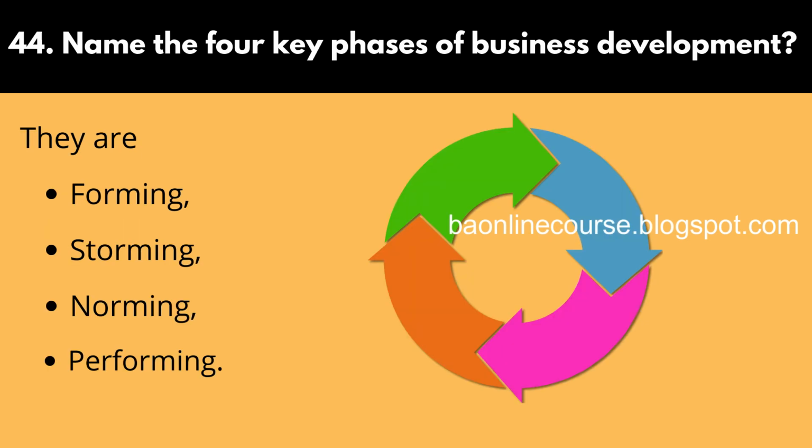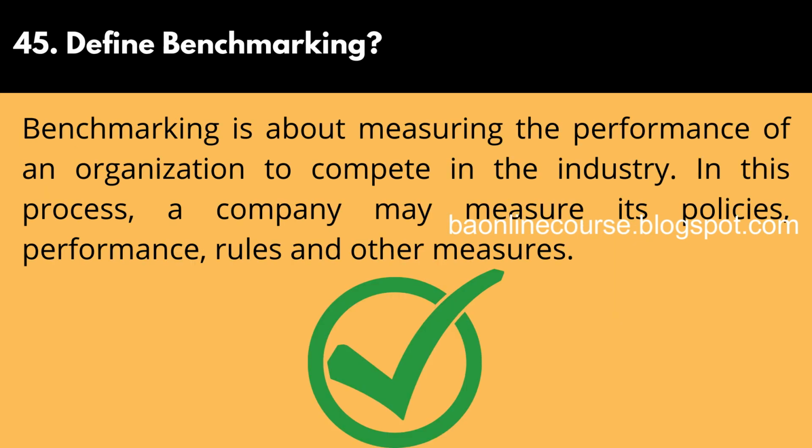Next question number 44. Name the 4 key phases of business development. They are forming, storming, norming, and performing. Next question number 45. Define benchmarking. Benchmarking is about measuring the performance of an organization to compete in the industry. In this process, a company may measure its policies, performance, rules, and other measures.